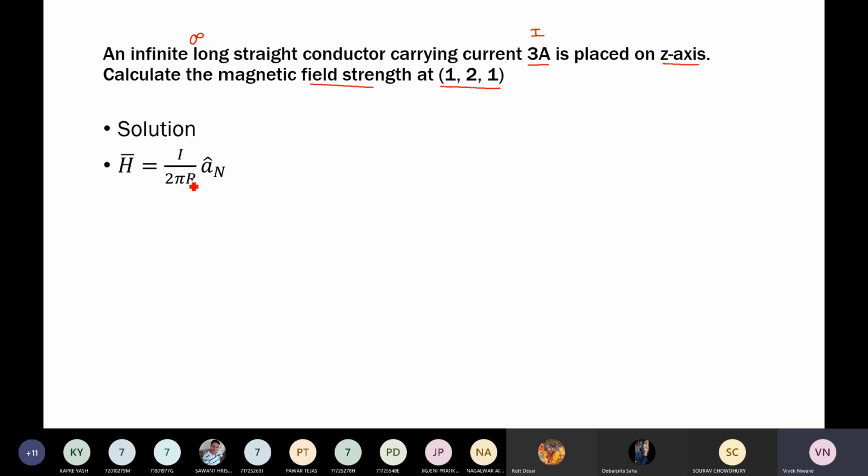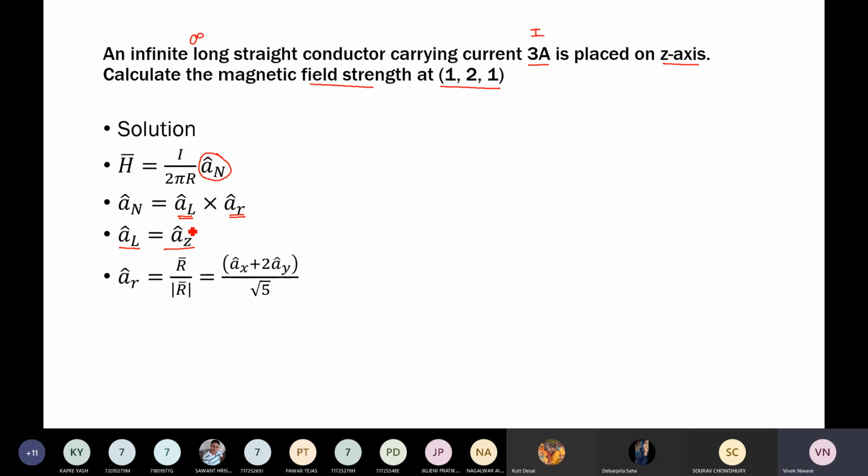H bar is equal to I upon 2 pi r a n cap. We need to evaluate the a n cap. We are going to solve this one in a general way. So a n cap is nothing but unit vector along the length of the conductor and radial direction, which is away from the conductor going towards the point of observation. Okay, since we are talking about the conductor, we will have the cylinder as a radius. Okay, so we know that since conductor is placed along the z-axis, the AL cap, the unit vector along the conductor, is z cap.